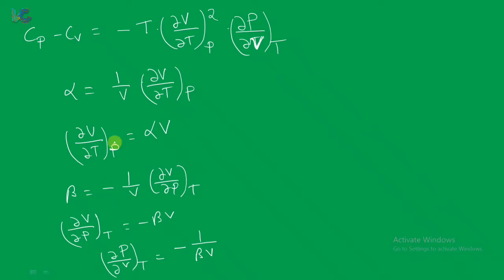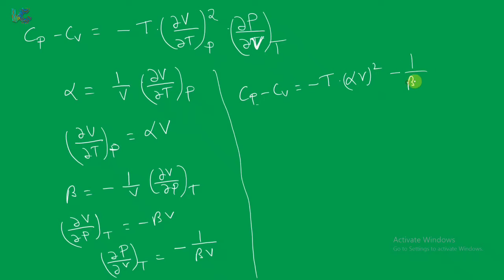Okay, so del V del T at constant P is equal to alpha V, and del P del V at constant T is equal to minus 1 by beta V. Now we will put the values in terms of alpha and beta in this equation. On the left hand side you have Cp minus Cv is equal to minus T into the term del V del T at constant P, which is alpha V, so you put alpha V whole square. Now you have the term del P del V at constant T, which is minus 1 by beta V. So this minus and this minus will be plus.